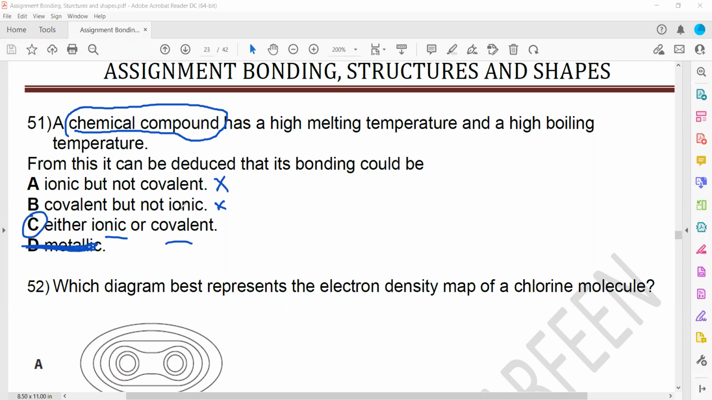So for the first statement, a chemical compound, option D is totally removed, because option D is for metals. Metals have a giant structure of positive ions and delocalized electrons. So in the case of a metal, it cannot be a metal compound. If it was a metal compound, then it will be an ionic structure, not a metallic structure, or not known as the metallic structure.